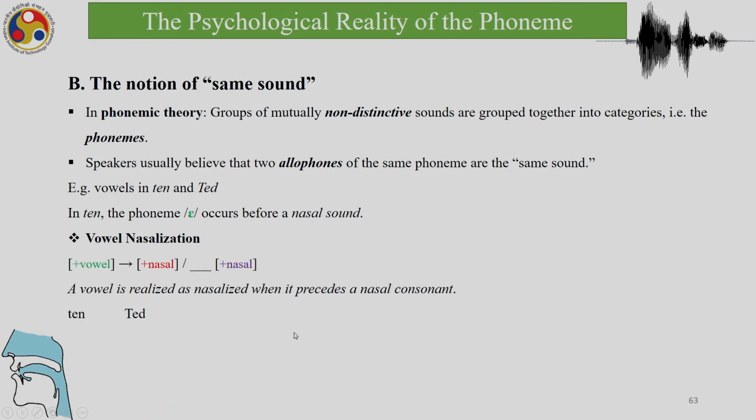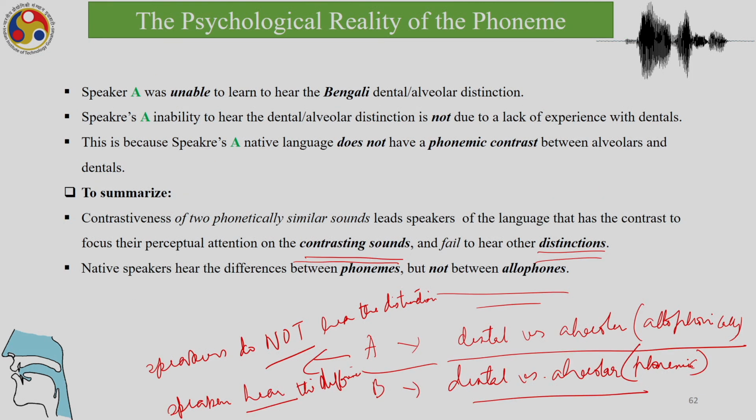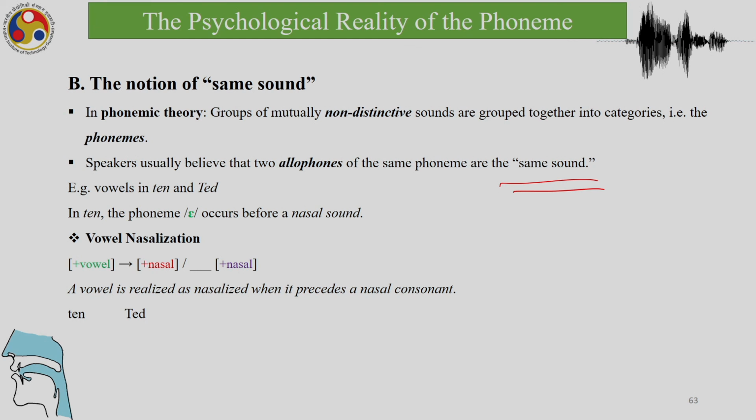And related to that is the psychological reality of the phoneme. Central to the idea of the psychological reality of the phoneme is the notion of the same sound. So groups of mutually non-distinctive sounds are grouped together into categories, that is, the phonemes. And speakers usually believe that two allophones of the same phoneme are the same sound. So this is related to what we said just now, that speakers do not hear the distinction if it occurs allophonically. When speakers utter allophones, they hear them as the same sounds.